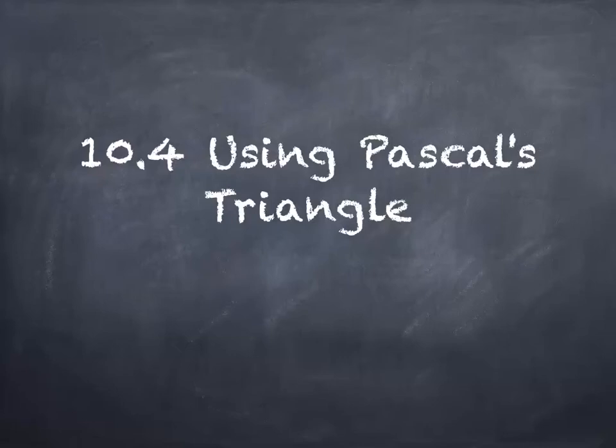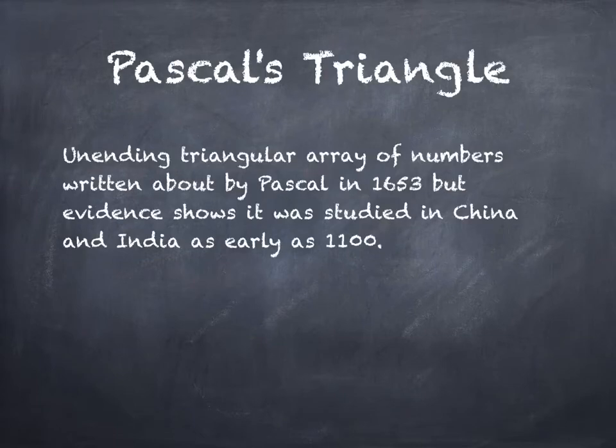All right, so 10.4 is using Pascal's triangle, and the first thing I want to talk about is what Pascal's triangle is. This is an unending triangular array of numbers written by a mathematician by the name of Pascal, and he did this in 1653, but this actually was not the first time it was done. He's just the one who gets his name associated with it. That happens a lot in math, actually. But it was done much, much earlier by the Chinese and the Indians as early as 1100.